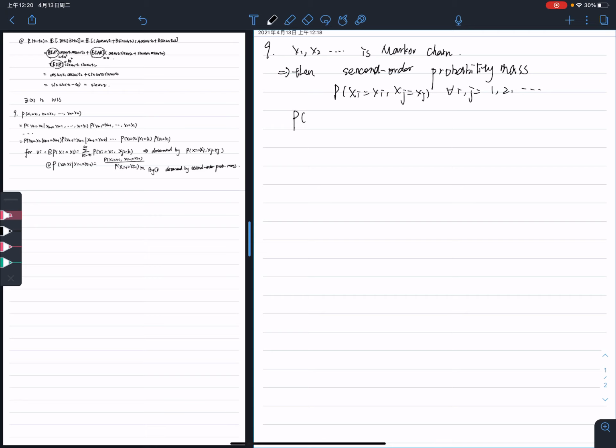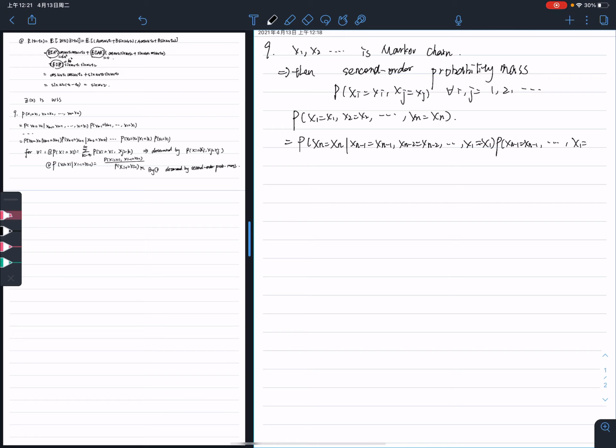So firstly, P(X1 = x1, X2 = x2, ..., Xn = xn), by the property of conditional probability, should be equal to the probability of Xn = xn on the condition that Xn-1 = xn-1, Xn-2 = xn-2, to X1 = x1, times the probability of Xn-1 = xn-1 to X1 = x1.